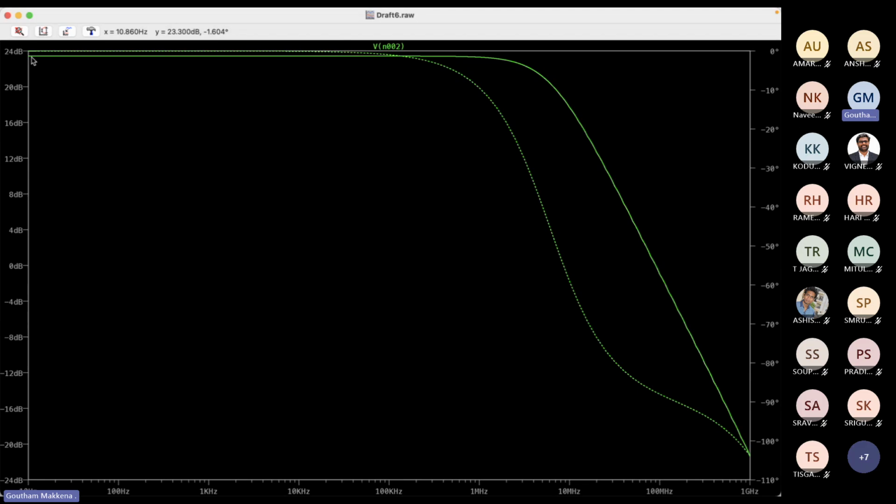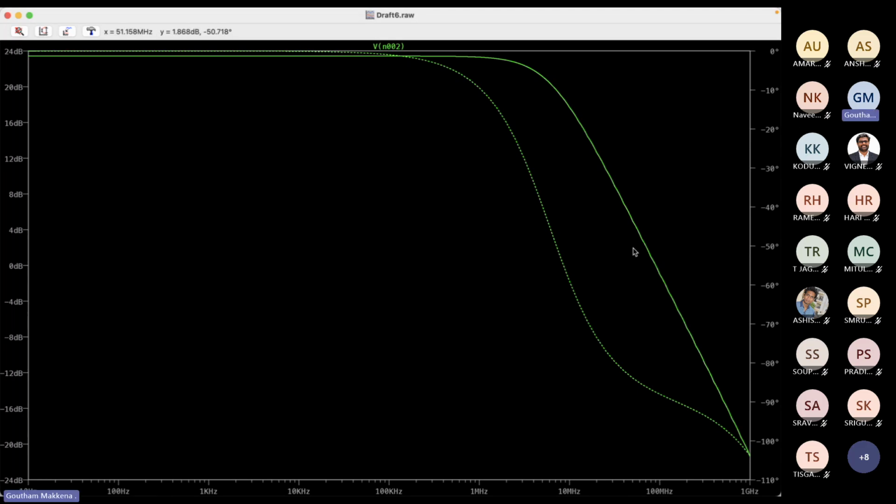So what is the DC gain? Look at the top beside that hammer. So you can see the DC gain is around 23.3 dB. So is it above 10? 23 dB, is it above 10? Can one of you calculate what it is in V by V and see if we are meeting the spec or not?